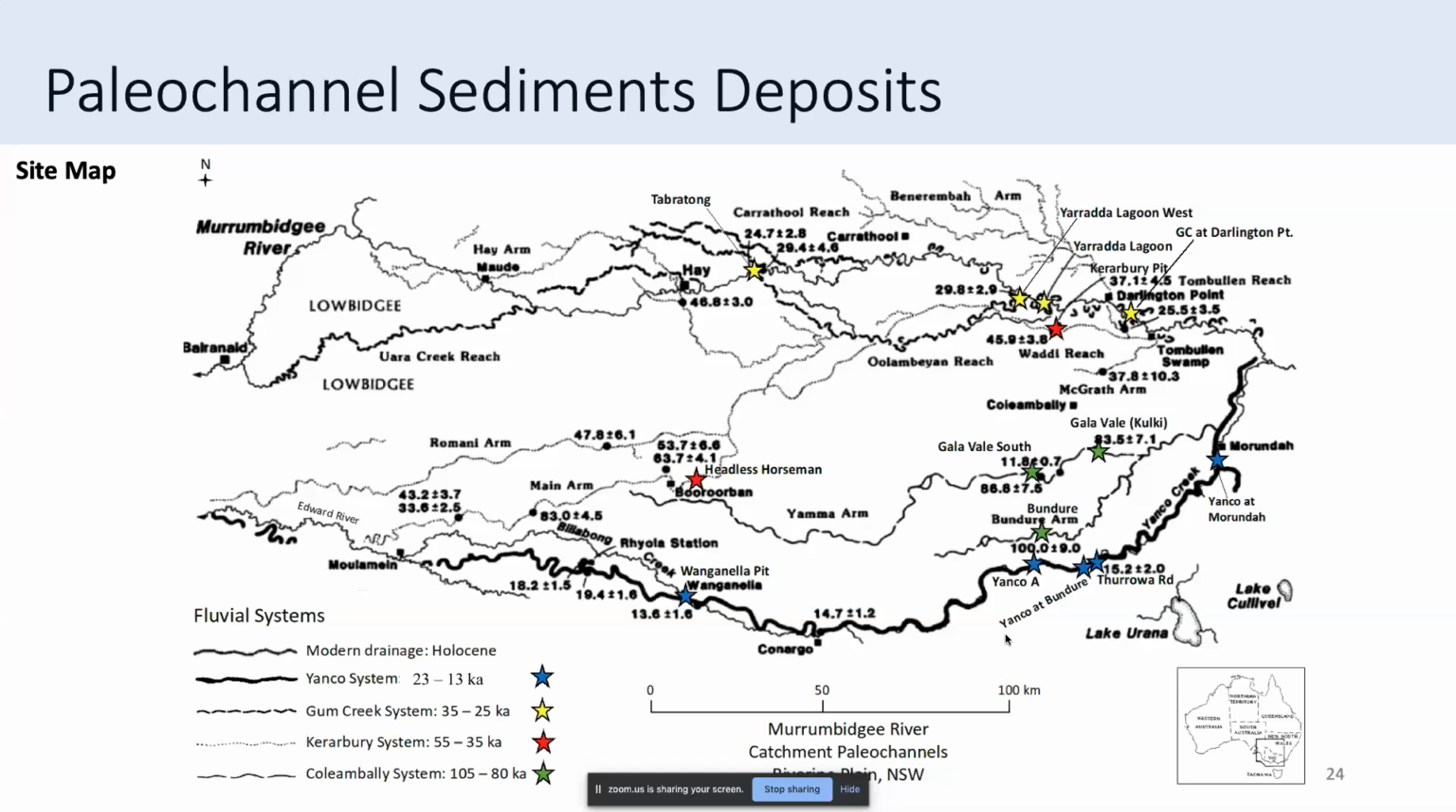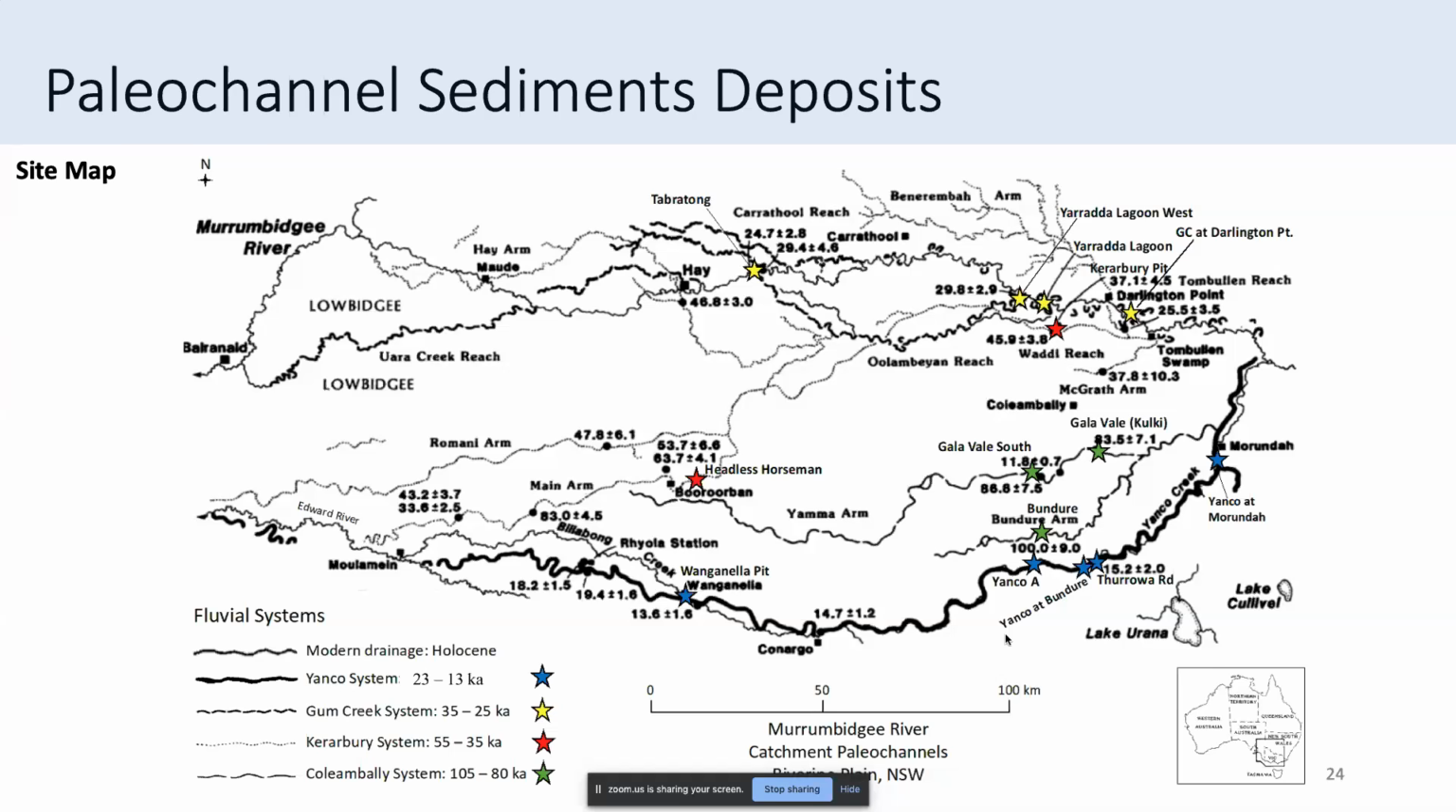So when we were out there, here's our site map. These are the paleo channel systems, and I color coded them. The one on the top in yellow, we sampled throughout the course of their stream. That's the Gum Creek. The red stars are our Coleambally, so they're 35 to 55,000 years ago.